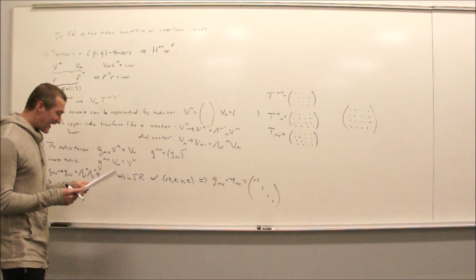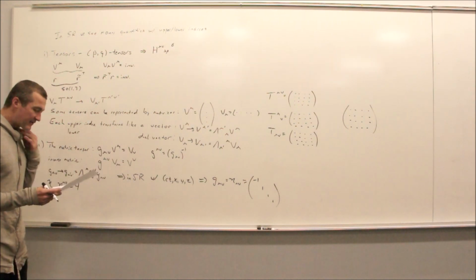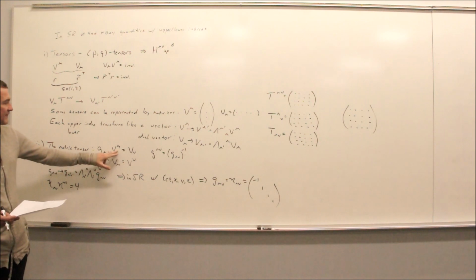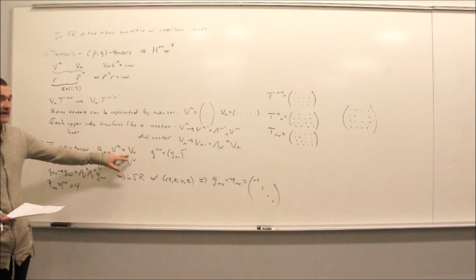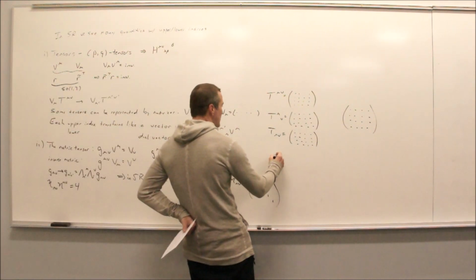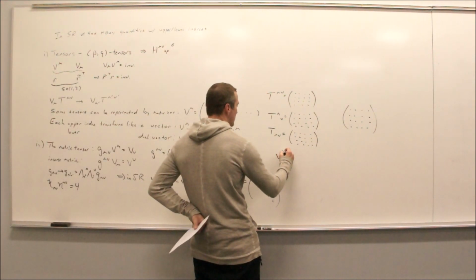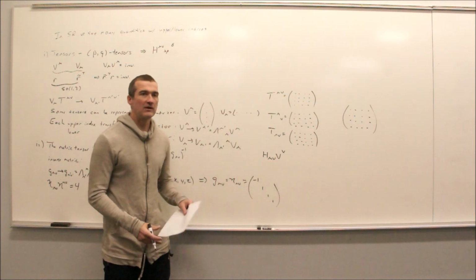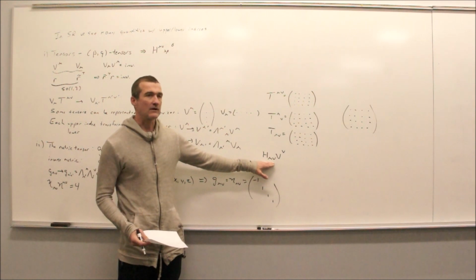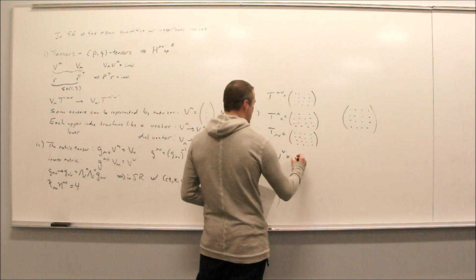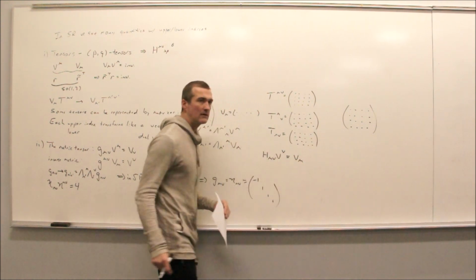So one quick thing to mention is the following. Now you notice if I hit v vector with g mu nu, I get v lower vector. Okay. Now you might wonder, what if you hit v vector with h mu nu, where h mu nu is some arbitrary 0-2 tensor? Does that create a dual vector?